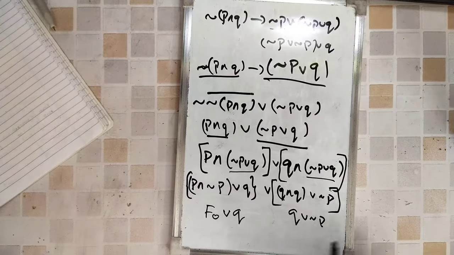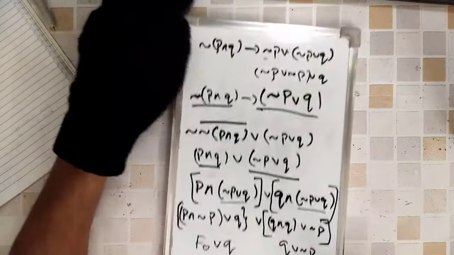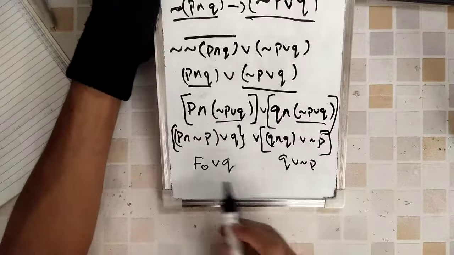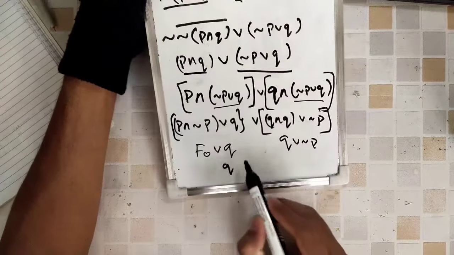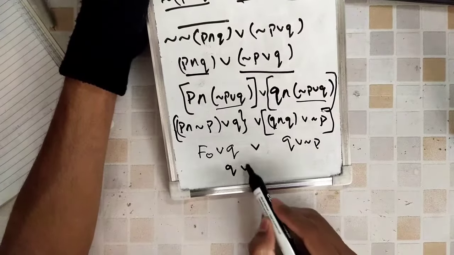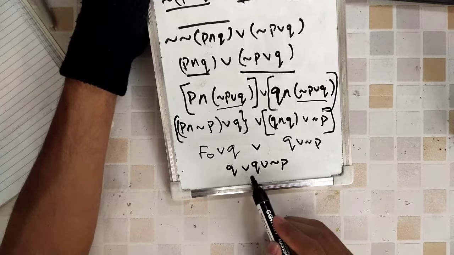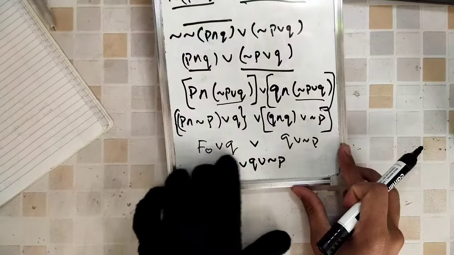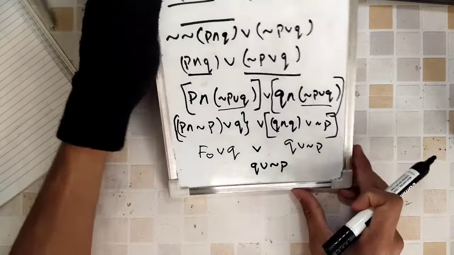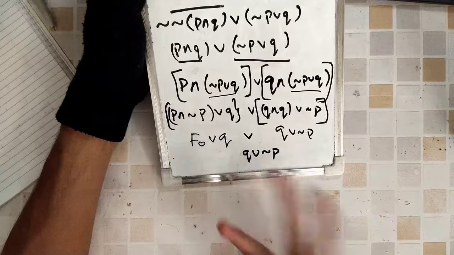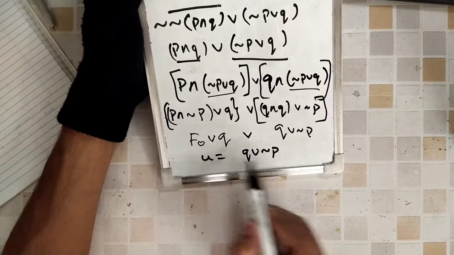So here what I can do, again further, Q or negation P. So this thing will become Q again, Q, here R is there, or Q or negation P. Then again Q or Q is again Q. So again only Q or negation P will be left. I can rewrite it again, U is equals to this.